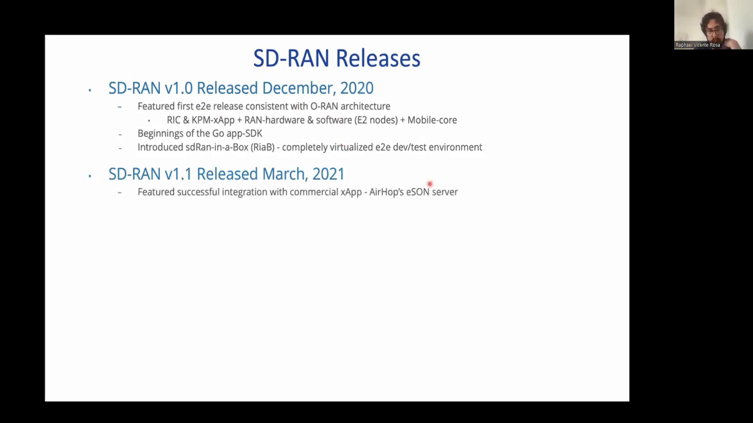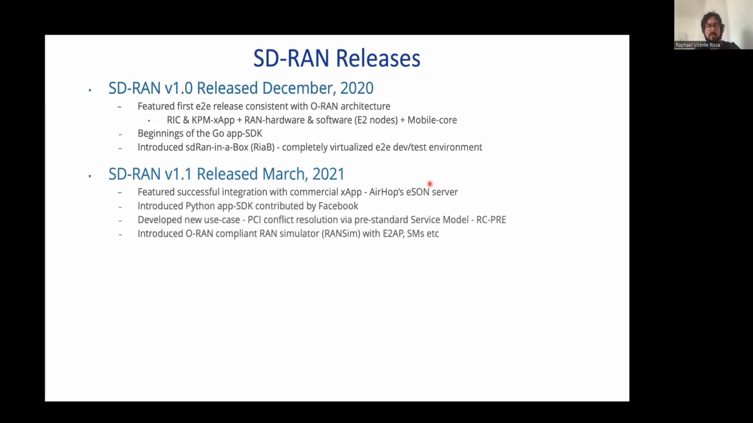In release 1.1, the Python SDK was defined in collaboration with Facebook. Together with them, we had the successful definition of a new service model called RC-Pre that allowed us the definition of a PCI conflict resolution use case and the introduction of the RAN simulator for verification of the plumbing and the service models to the xApps.